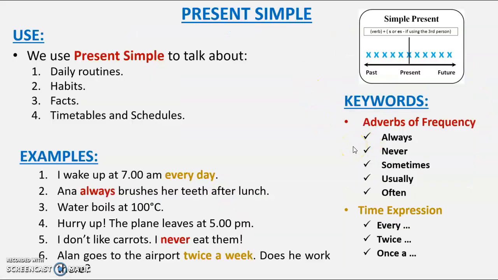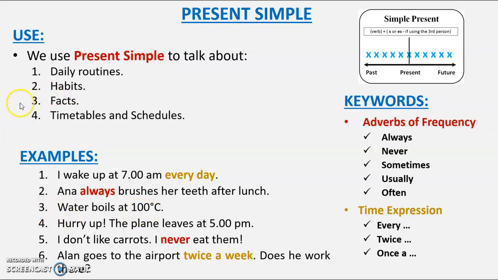Okay, let's continue. We use present simple to talk about daily routines, habits, facts, and timetables. So, it's very important to know the uses because in that way you know how to write and when you need to put the present simple to work. So, first, I wake up at 7 a.m. every day. That will be a daily routine example. Number two, Anna always brushes her teeth after lunch. That's a habit.